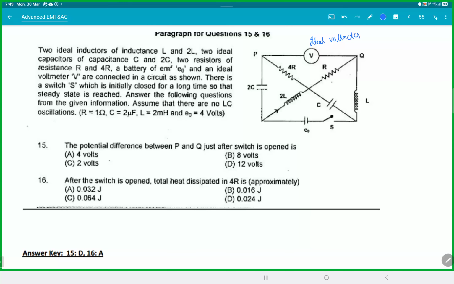Did you guys try? Should I give you another 2 minutes? Try, I'll give another 2 minutes. I'll just show it in the notes anyway. It's a very good problem. So the main idea is that if you open the switch, the current in the inductors cannot become zero instantaneously.